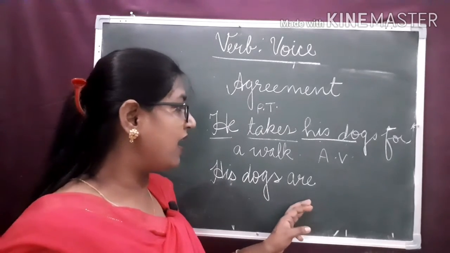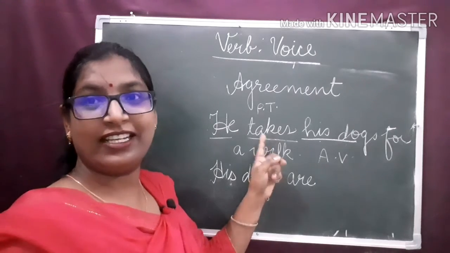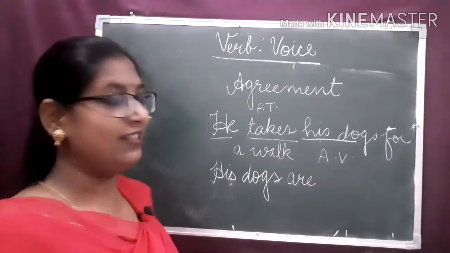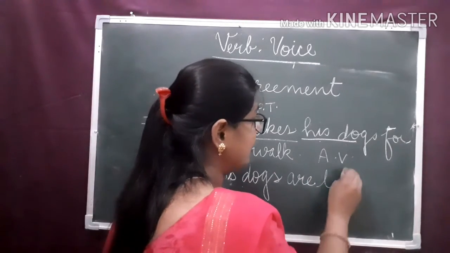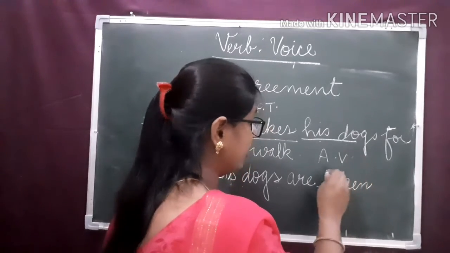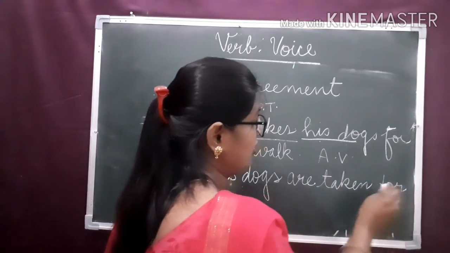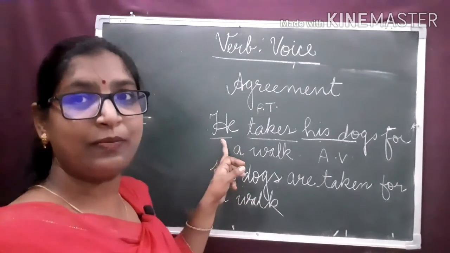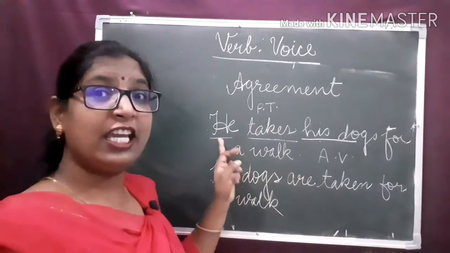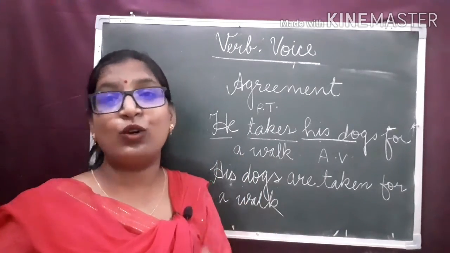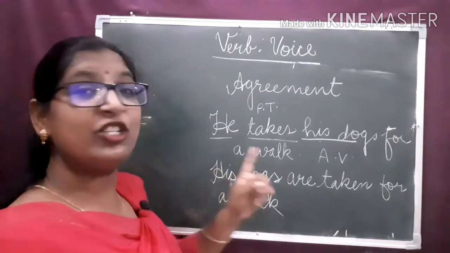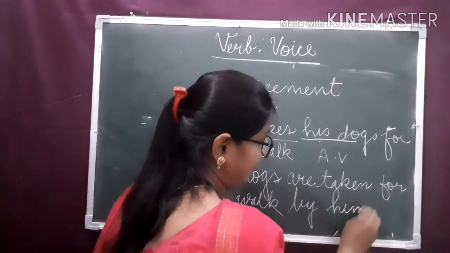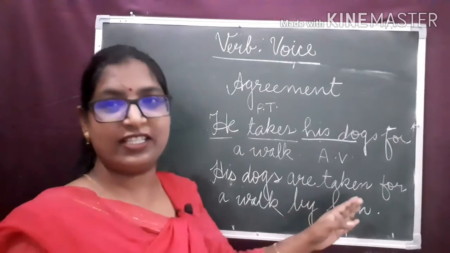His dogs are take, the third form. Take, took, taken. Isn't it? His dogs are taken for a walk. By he, it becomes the prepositional phrase. The pronouns are getting changed. He will be changed to him. By him. The form of verbs we'll discuss in detail, beta.